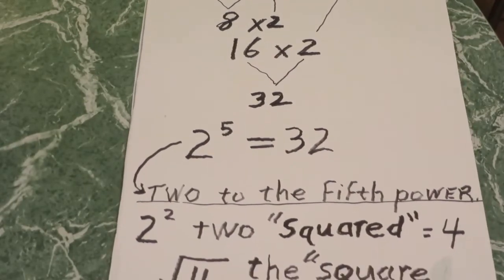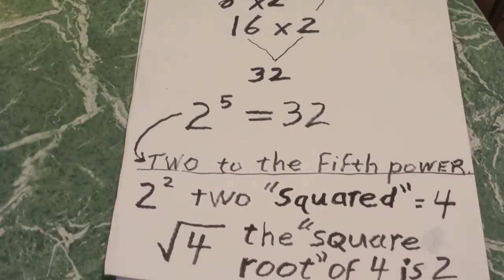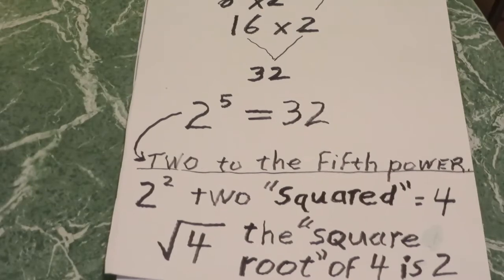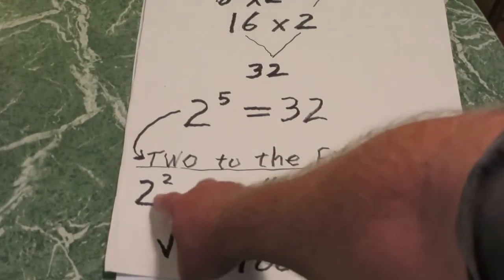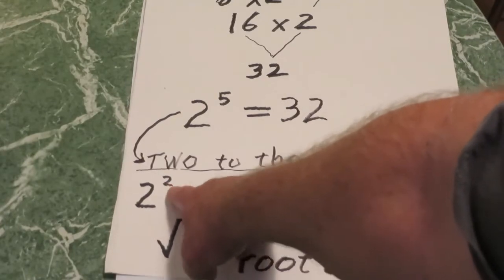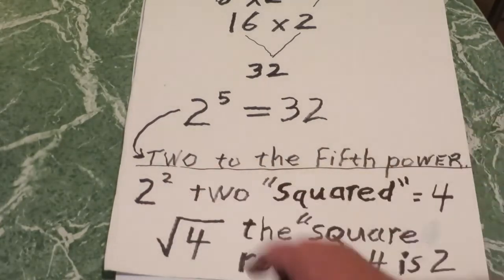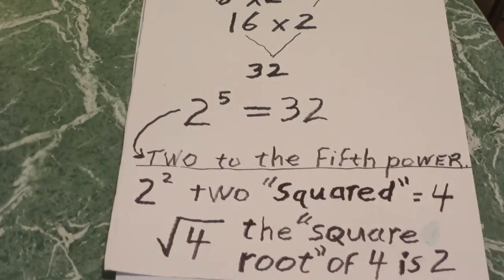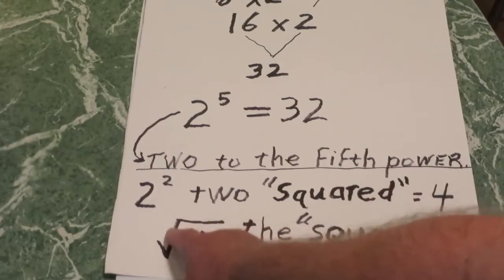Now, there's an opposite of taking something and multiplying it by itself, and that's called the square root. So we can do the opposite. We'll call 2 squared equals 4. We use this thing, I think it's called a radicand.